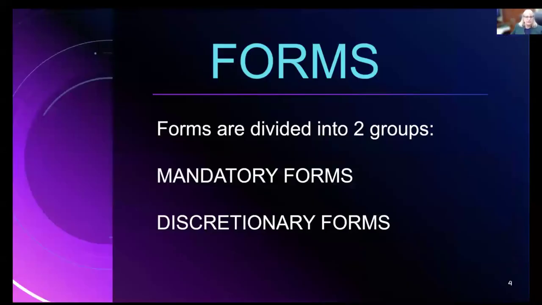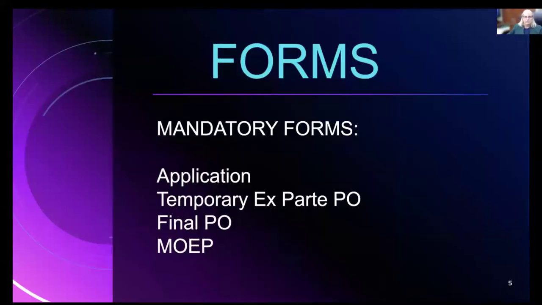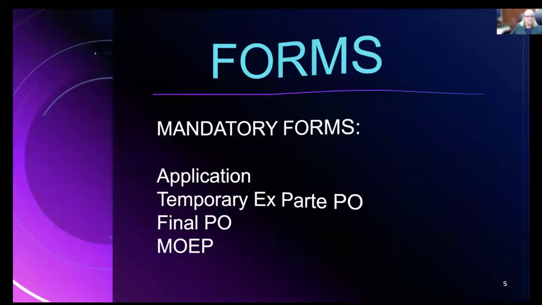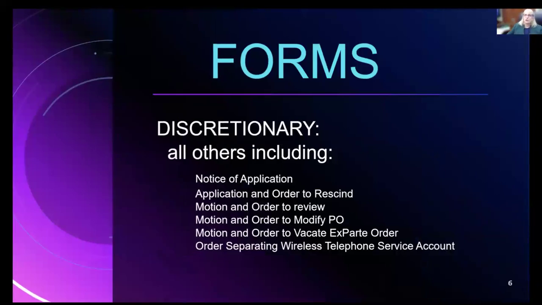So the forms are divided into two groups. There are mandatory forms and there are discretionary forms. The mandatory forms include the application, the temporary ex parte protective order, the final protective order, and the MOAPS, the Magistrate's Order of Emergency Protection. It's kind of nice to have these forms, although they can be a bit confusing. And these are kind of checkbox forms. I have a sample here later in my slides.